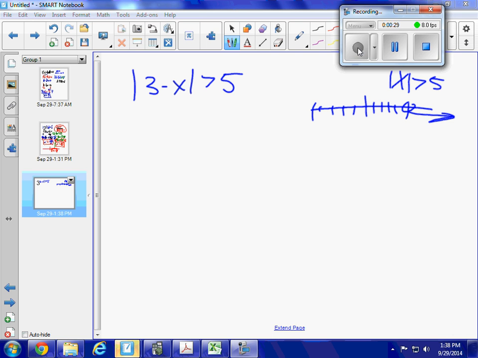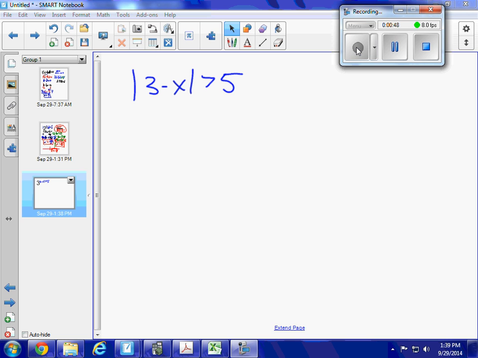Anything less than 5 is not going to work until I get to numbers that are less than -5, because -6 will work, -7 will work. So my graph is going to be one of these types that opens up to either side. So my setup has to be, again, in two pieces. I'm going to have 3 minus x is greater than 5, and I'm going to have 3 minus x is less than -5. Those are my two pieces here.